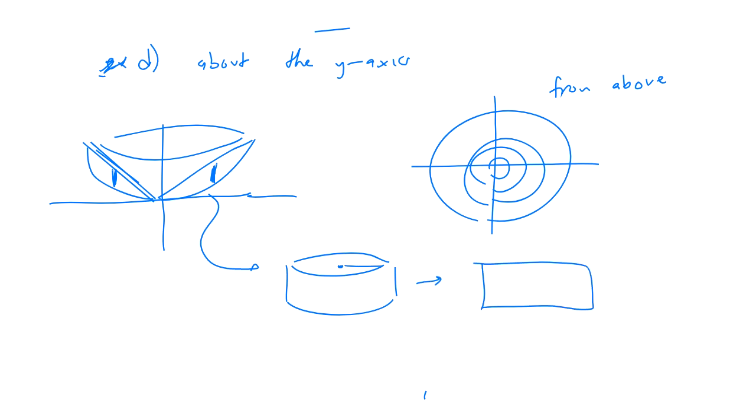Unroll it. Make it into a rectangle. And we know the area of a rectangle, of course, is height. Height is, you can see in the picture.